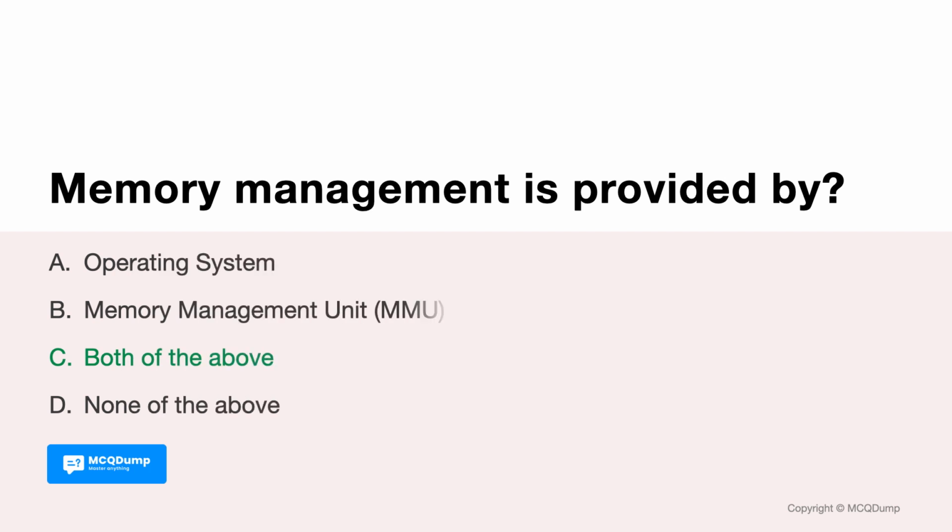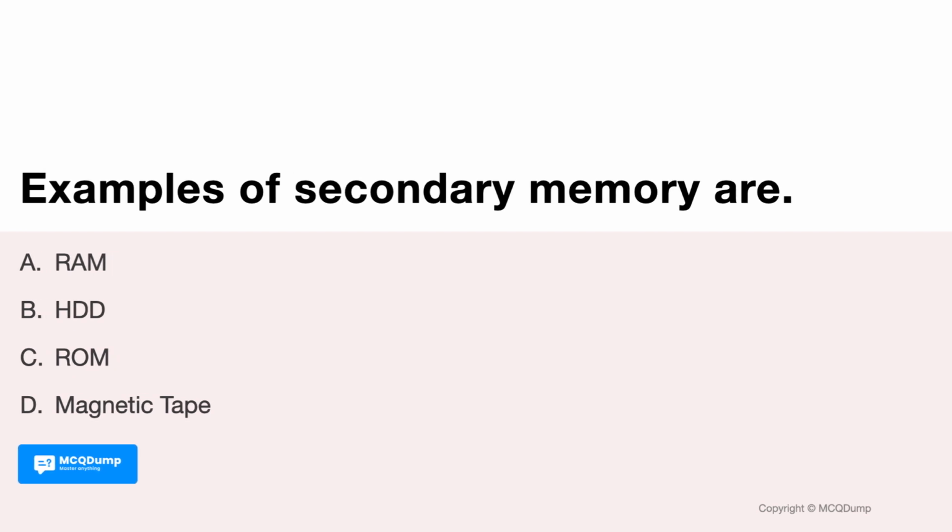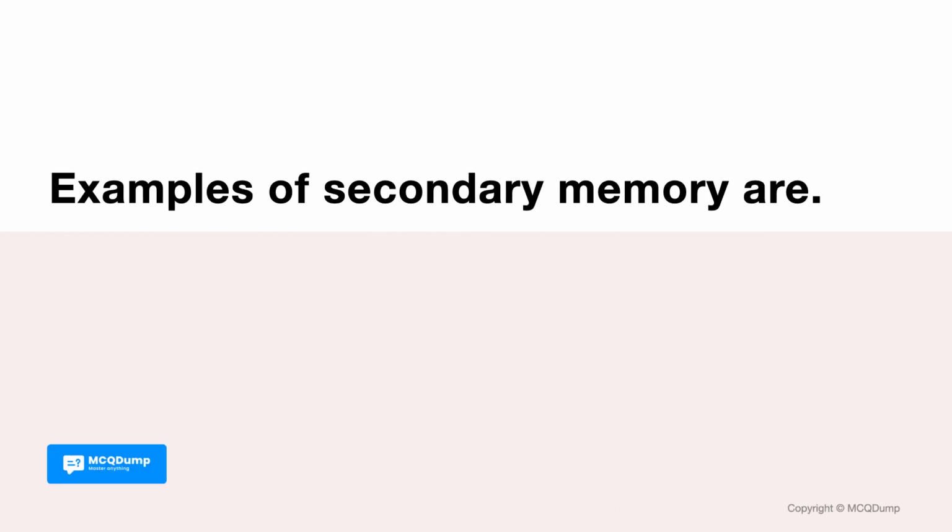Answer is C. Both of the above. Examples of secondary memory are? Options are A. RAM, B. HDD, C. ROM, and D. Magnetic tape. Answer is B. HDD and D. Magnetic tape. Examples of secondary memory are HDD and magnetic tape.